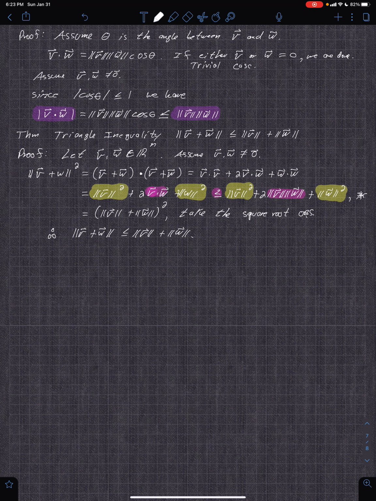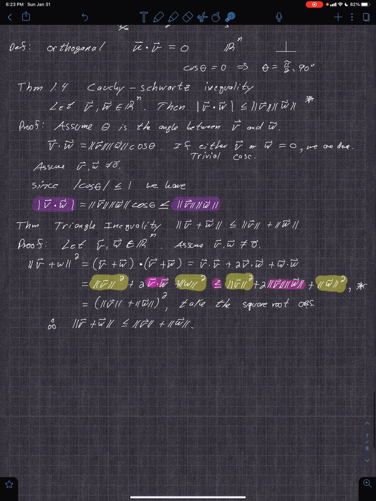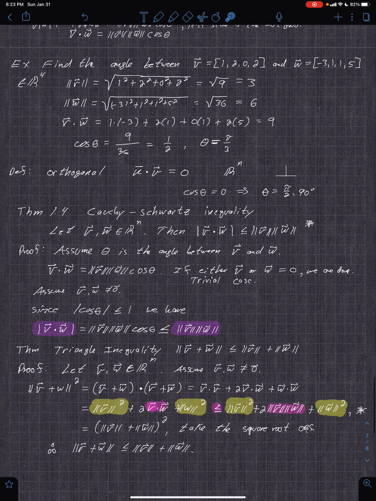So the triangle inequality is proved with the Cauchy-Schwarz inequality. That's one of the main aspects of this proof. But the problem with the proof of the Cauchy-Schwarz inequality up here is that we're using the angle between the two vectors. So in the next video, I'm going to do a proof of the Cauchy-Schwarz inequality without using the angle. And that'll give us a way to describe the triangle inequality in the end without using the angle between the two vectors. So that'll be our goal.